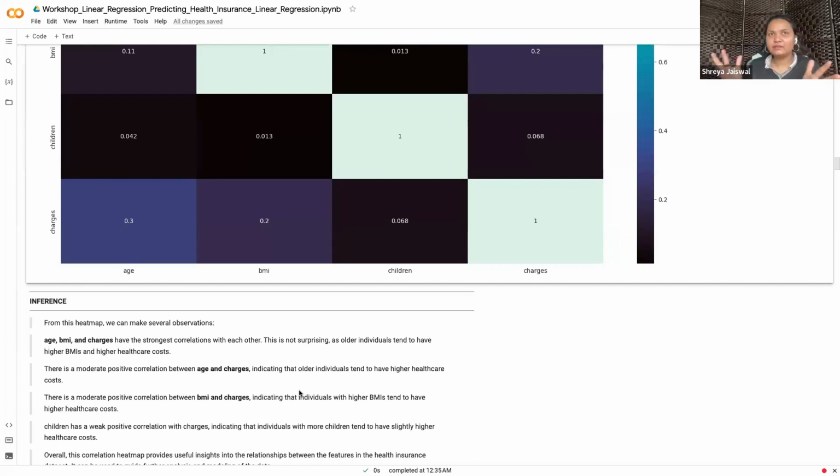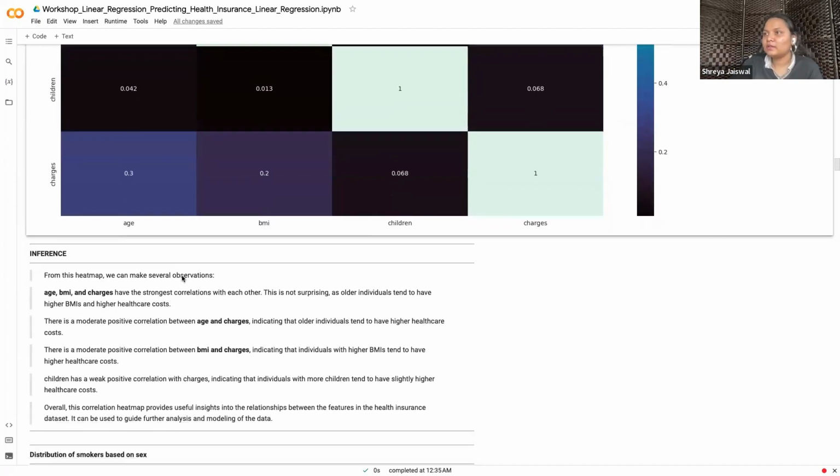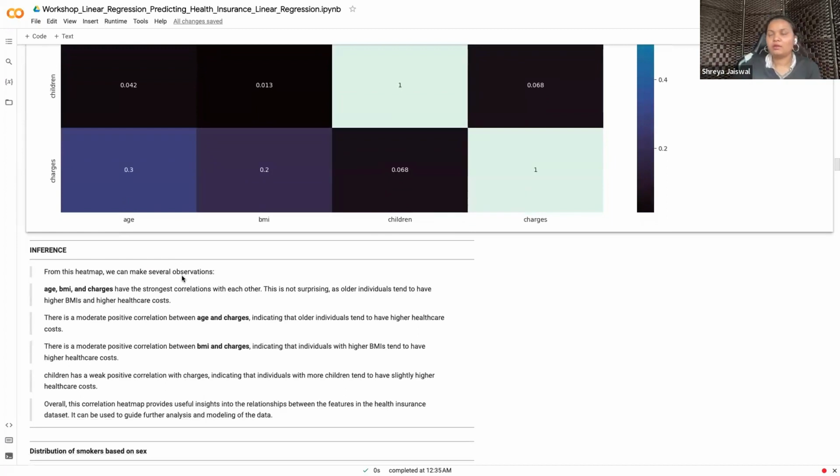So if we just think logically, right, people who are towards their old age would probably have to take better care of their health and spend a little bit more compared to the ones who are younger to maintain their health. Similarly, the ones who tend to smoke more will tend to have higher charges paid for their insurance because obviously they are compromising on their health in the long run.